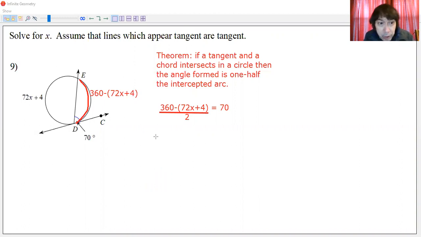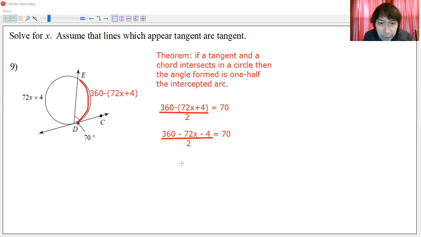So this is 360 minus the expression for the other arc provides us the required arc for the angle 70. And that intercepted arc will have to be divided by 2 to be equal to 70. All right, so let's simplify the equation. We have here 360 minus 72x minus 4, and this will be divided by 2, and this will be equal to 70 there. We still put the divide symbol, and we shall simplify the equation.